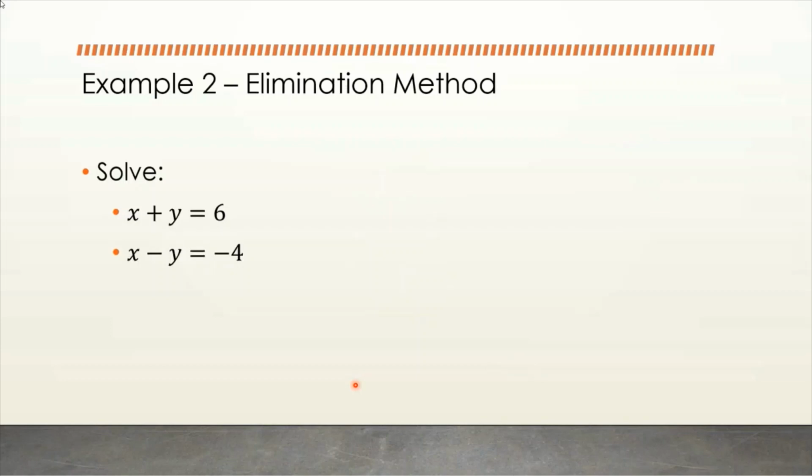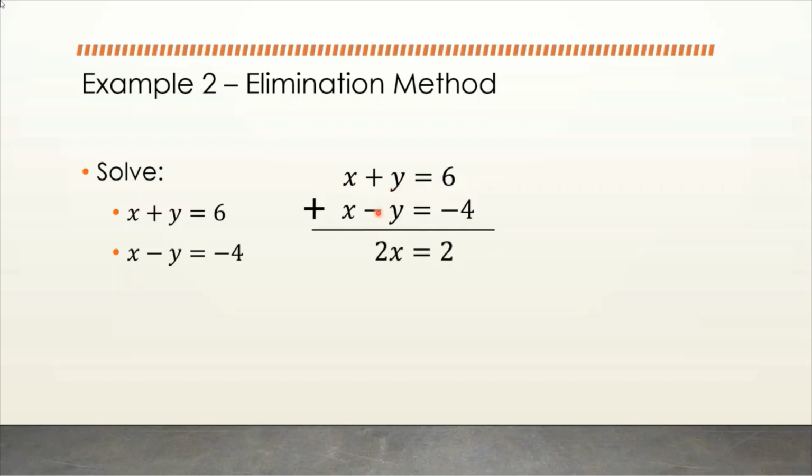Let's look at another example. And this time we're going to do elimination. When you do elimination, you want to eliminate one of the variables. You do this by adding the equations together, but you want to make them opposites. So I have positive 1y and negative 1y. Those are opposites of each other, so when I add them together, the y's are going to cancel. x plus x is 2x, and 6 plus negative 4 is positive 2.